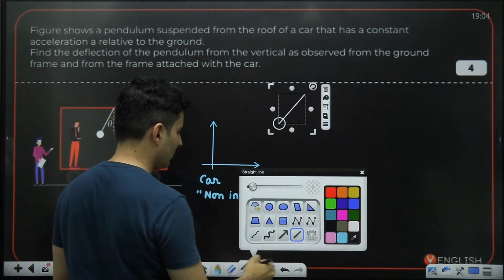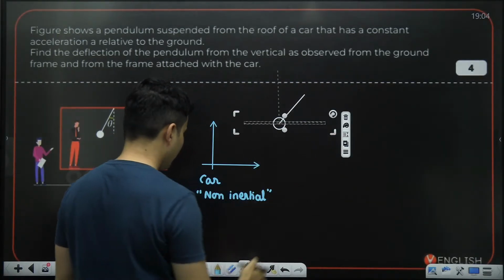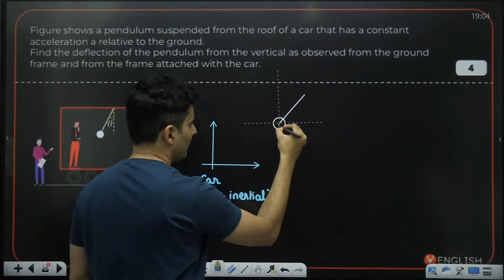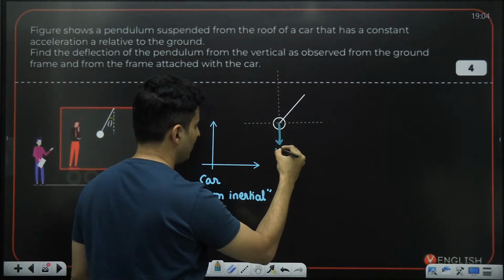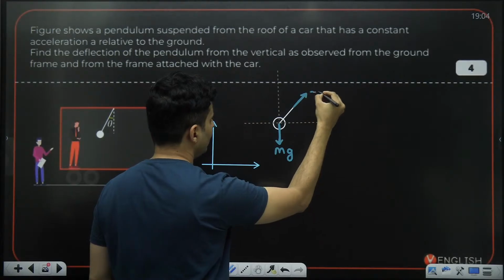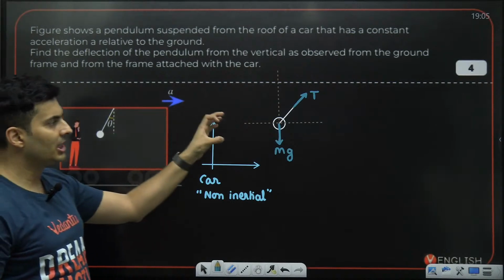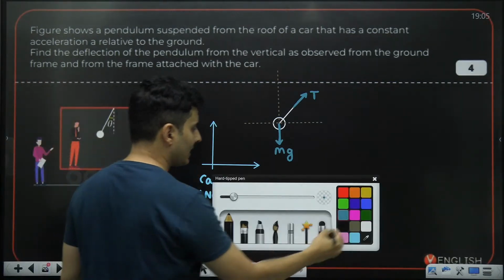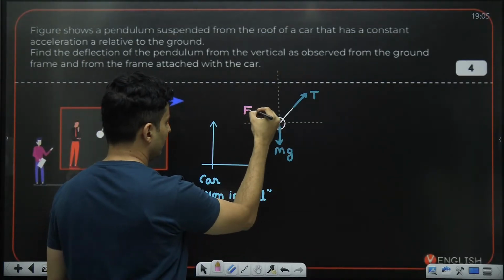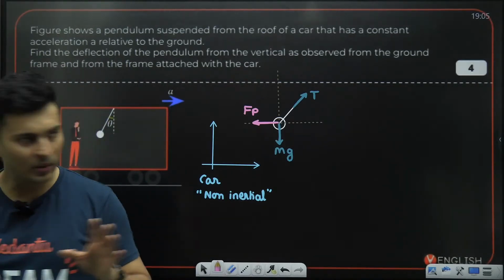this is the vertical, this is the horizontal. The forces acting on it are, obviously, its own weight. It is suspended in the air, so normal will not be there, but the string is there, so along that direction there will definitely be a tension force. And because the frame is non-inertial, the acceleration is this way, so the pseudo force will be the exact opposite way. On this ball, the pseudo force will be in this direction. Everybody understanding this concept? Okay, very good.